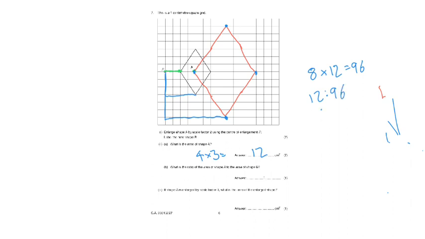Sorry, 12 times 8 halved is 48. I was thinking that had gone wrong. That's 12 to 48, which is 1 to 4. Or you can just know that because the lengths are in the ratio 1 to 2, then the areas are in the ratio 1 to 2 squared.